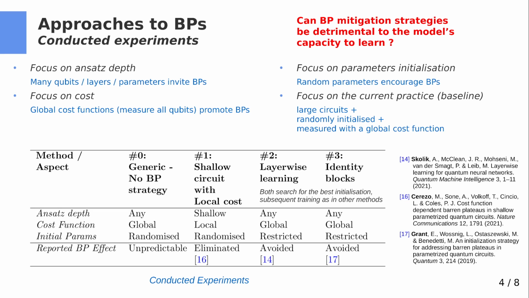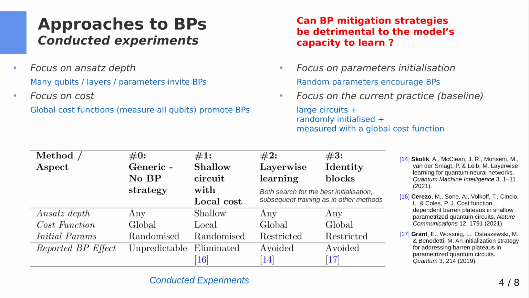When dealing with barren plateaus, we could focus on a number of different dimensions. We could focus on ansatz depth. We know that large ansatz, many qubits, many layers, many parameters, they invite barren plateaus. We could focus on cost function. The global cost functions, which measure all qubits, promote the emergence of barren plateaus. The local cost functions, measuring only a few selected qubits, avoid barren plateaus.